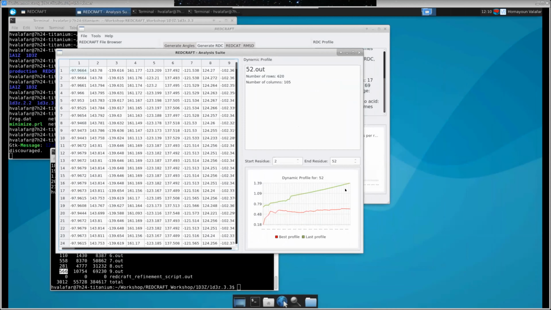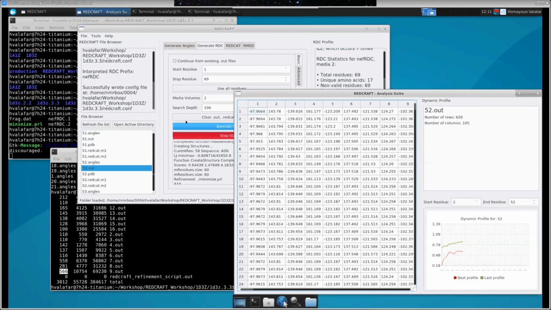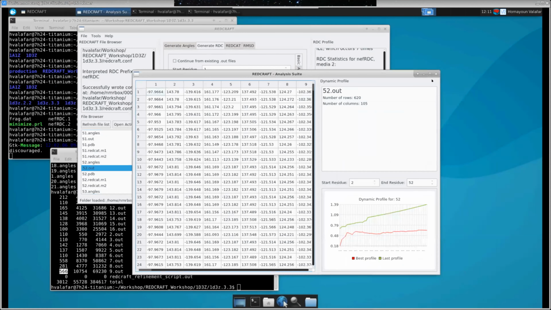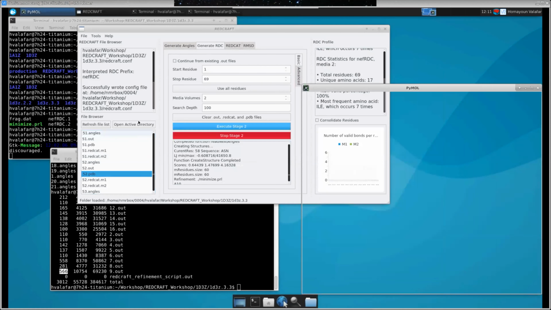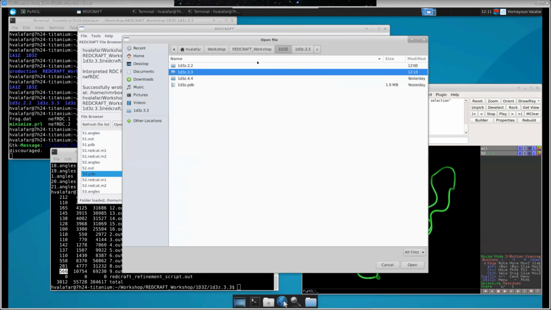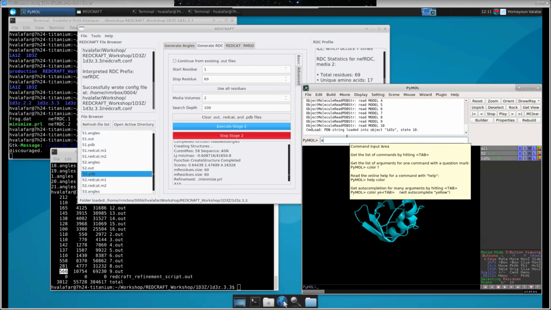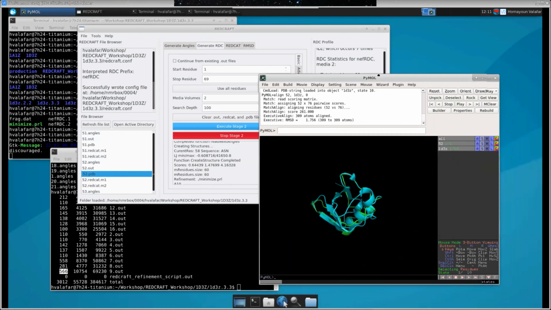So at this point, residue 52 is a good place to look. I can look at the structure to see how well we are doing. Sorry, wrong thing to click on. So 52.pdb. If I go and open the structure of the PDB, this one, and align it, I am 1.7 angstroms away from the structure.